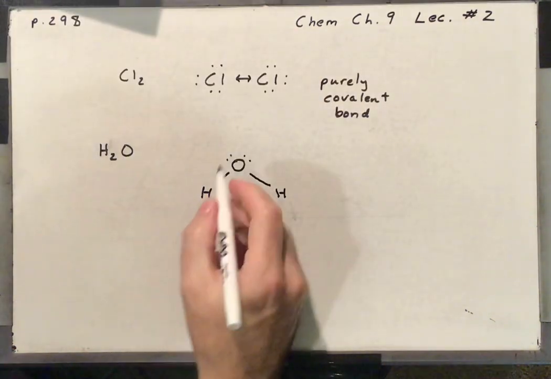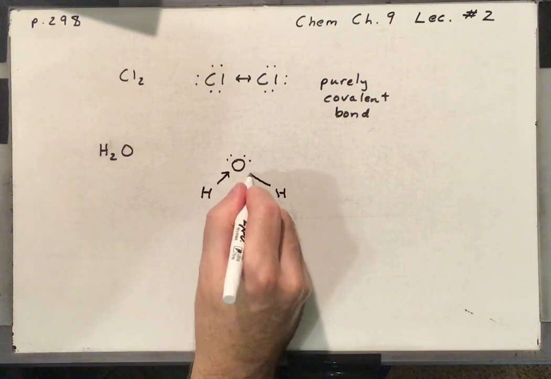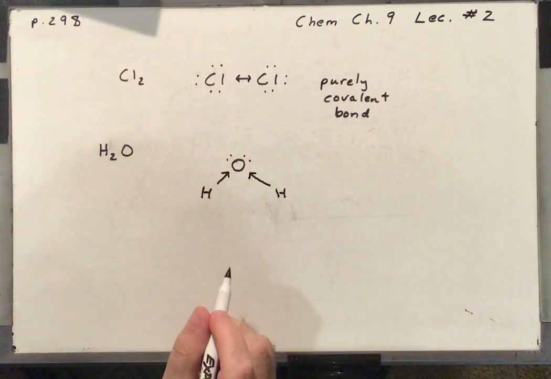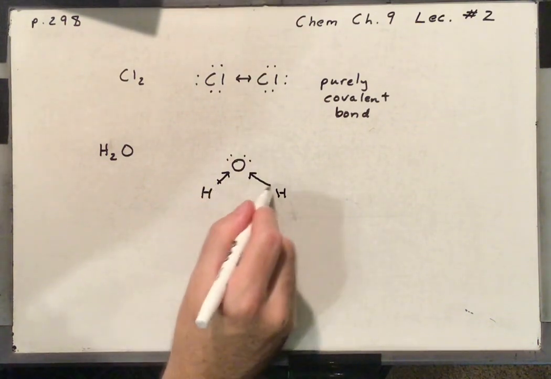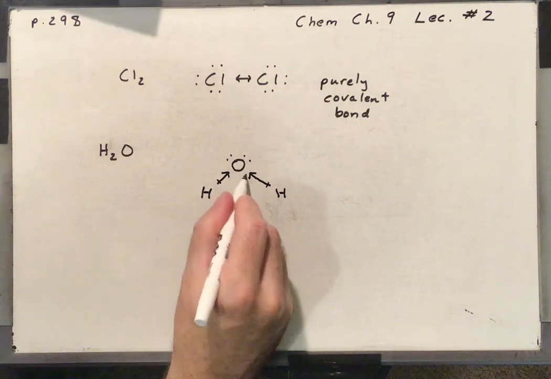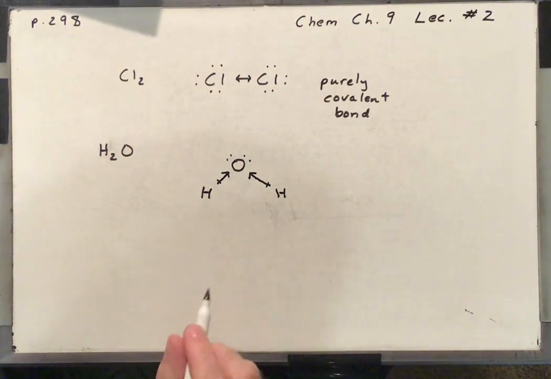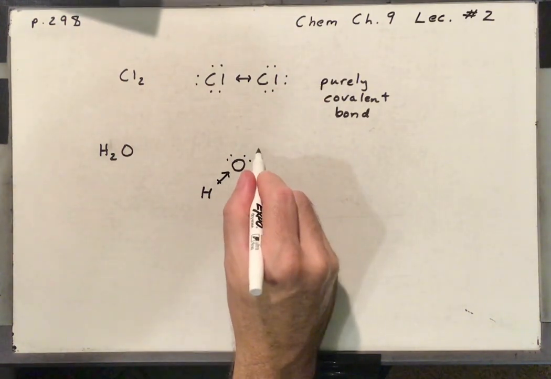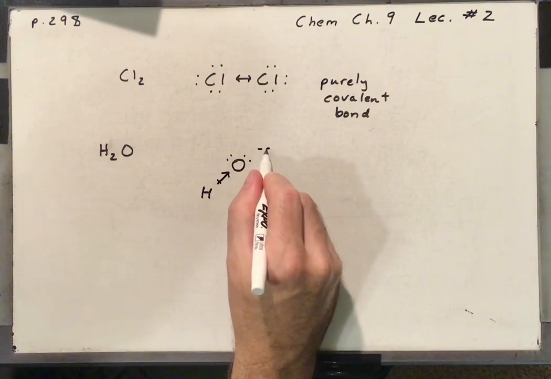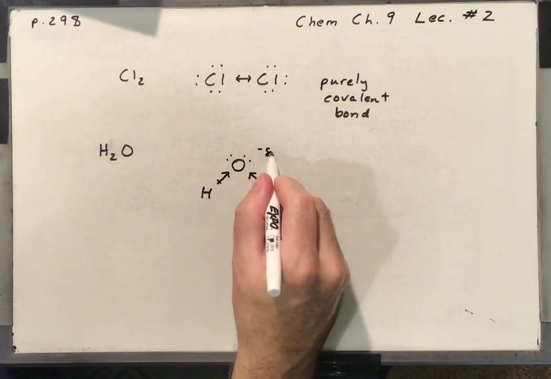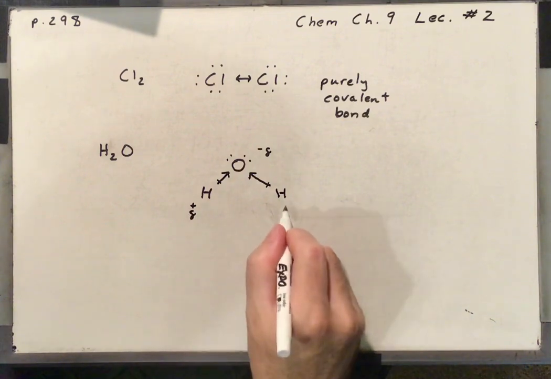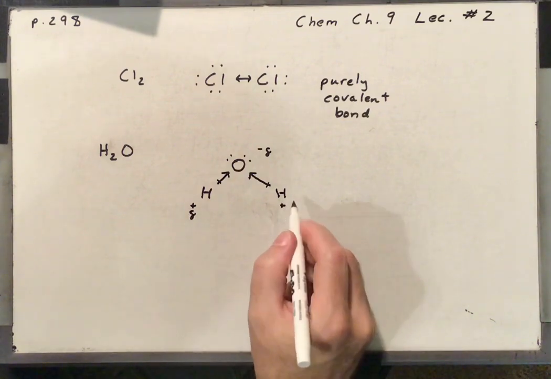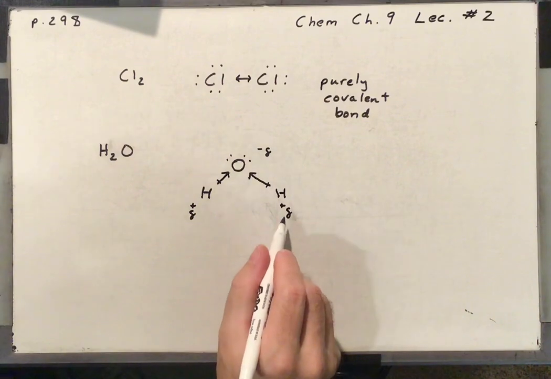The way we show that is we put an arrow on the bond. Oxygen is winning the tug of war. The book even puts a little straight line, but you've got an arrowhead going toward the more electronegative atom. What that means is that oxygen will develop a partially negative charge, shown with the Greek symbol delta, and each hydrogen, because it's losing some of that electron, will develop a partially positive charge.